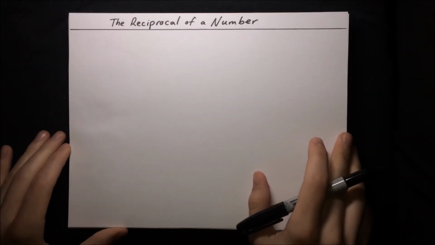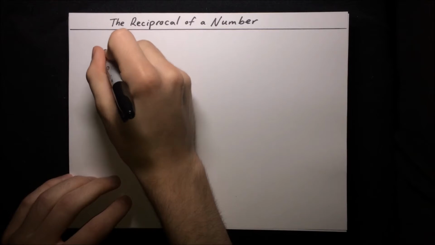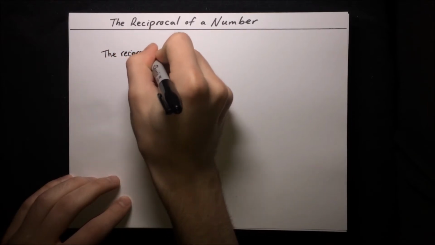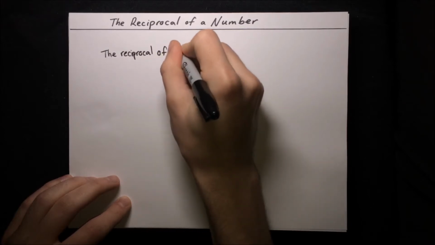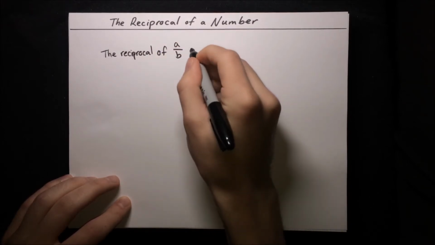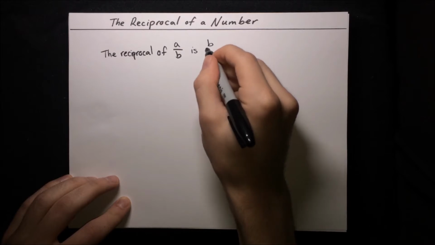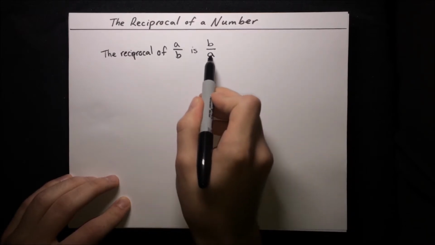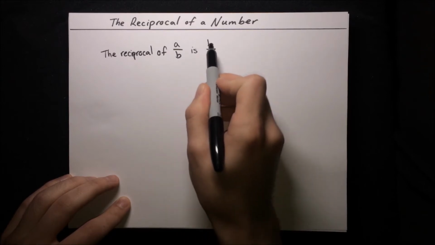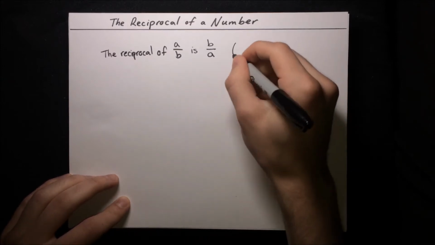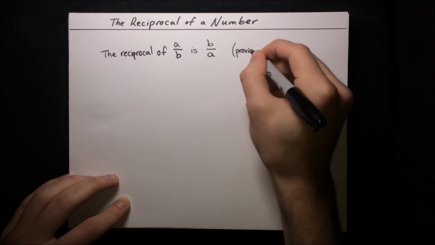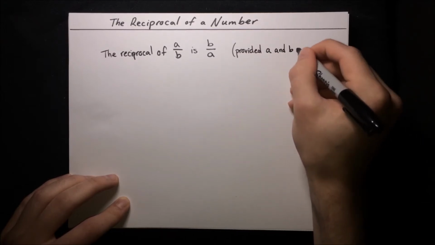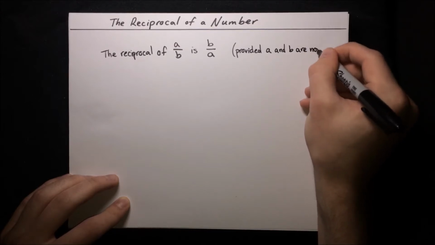Okay, so how about fractions? Well, the reciprocal of the fraction a over b is given by b over a. You just have to flip the fraction. The numerator goes to the denominator and the denominator goes to the numerator. And of course this is provided that a and b are non-zero.